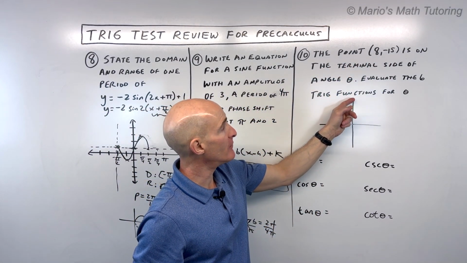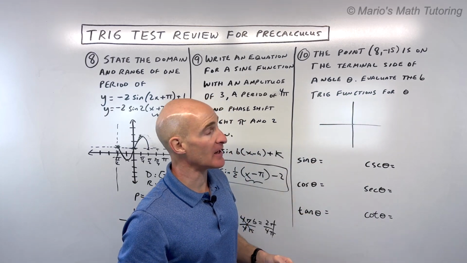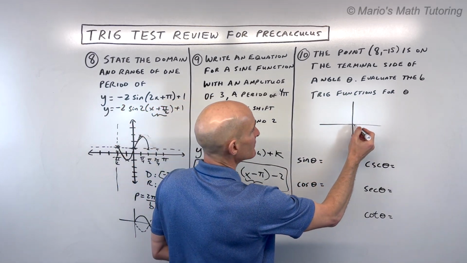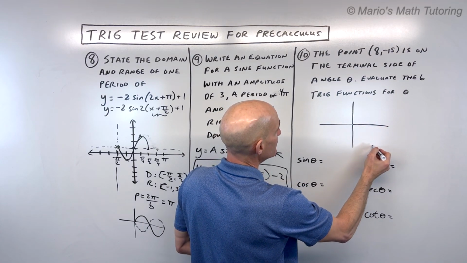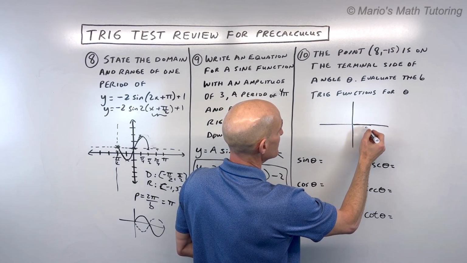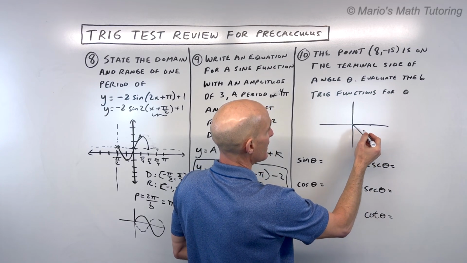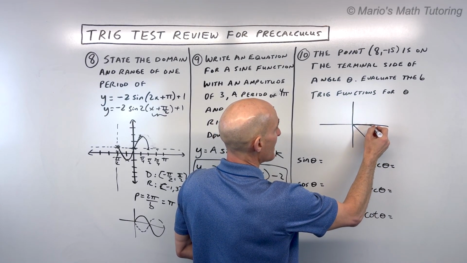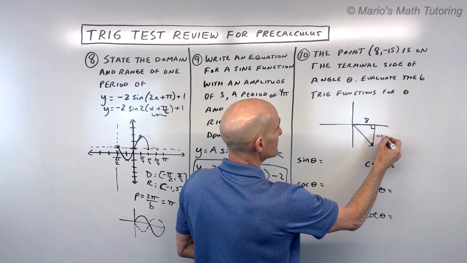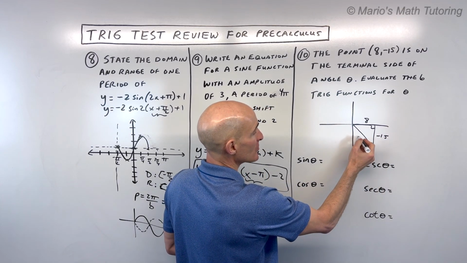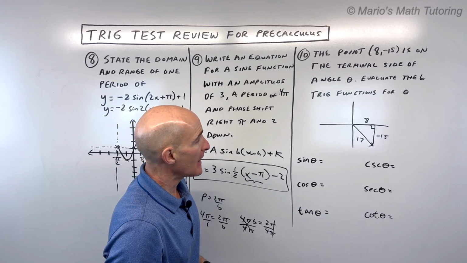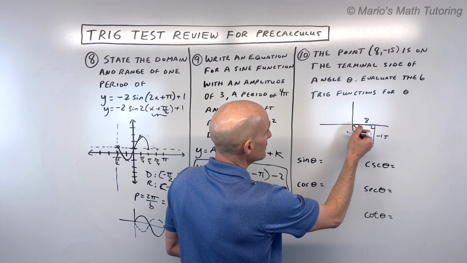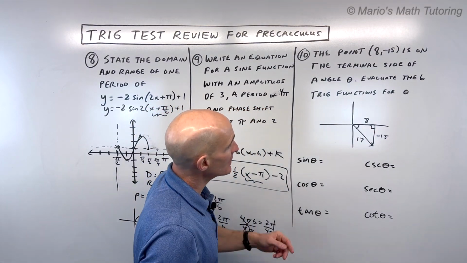Okay, for number 10 now, the point 8, -15 is on the terminal side of our angle theta. Evaluate the 6 trig functions for theta. So we had a problem like this, I think, at the very beginning, but let's take another look. So right 8, down 15, so that's going to be like this, terminal side of our angle. Drop a perpendicular to the x-axis, that gives us right 8, down 15. This is a Pythagorean triple, this would be 17. That hypotenuse is always going to be positive. And we're going to be looking at this angle here near the origin.